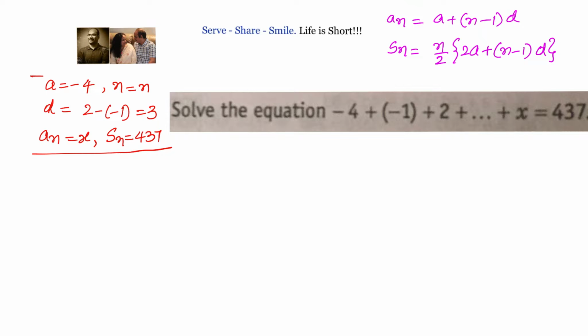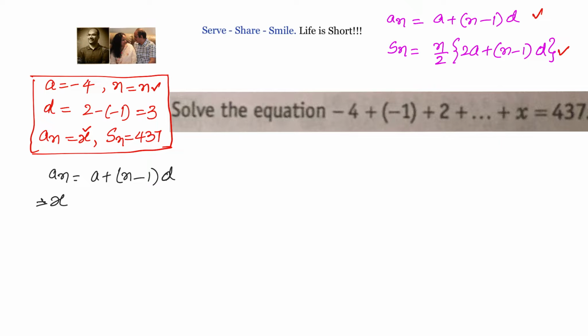So if we look at the information given to us, we have two variables here. One is x, another is n. We have two equations and we have to find two variables. So let's go ahead and apply these formulas and see how this goes. First formula I'll apply: an equals a plus n minus 1 into d. So x equals minus 4 plus n minus 1 into 3.